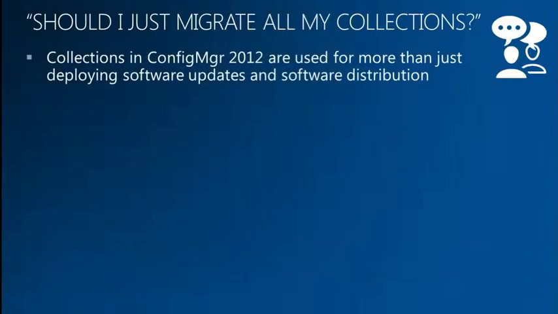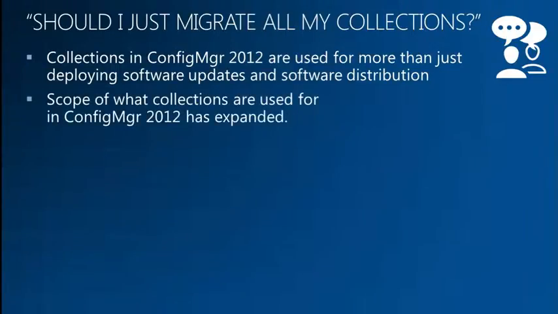And pretty much collections. So you're probably hearing role-based access control and all these other things. Based upon the feedback that we got from our TAP customers and just talking with other customers, they would always think about this: should I just migrate all my collections? Well, in 2007, collections were primarily used for deploying software updates, deploying software, targeting, different things. But collections have greatly increased in scope in 2012. Primary sites in 2007 were used for segmentation. In 2012, they're used for scale out. So the scope of things.